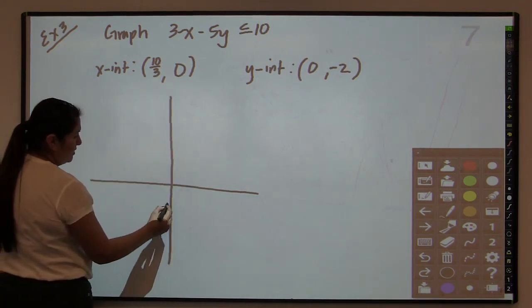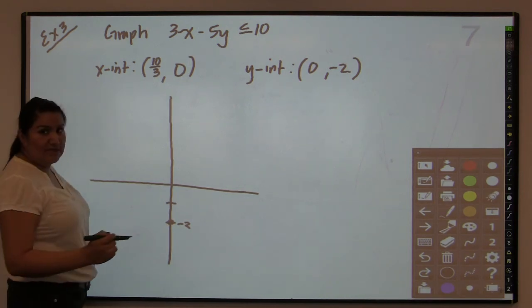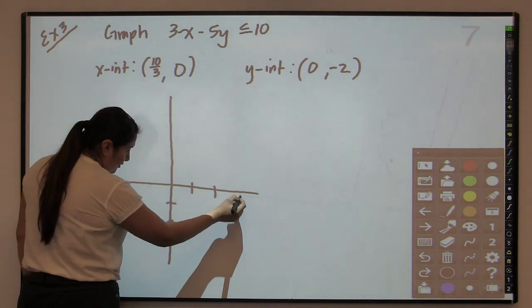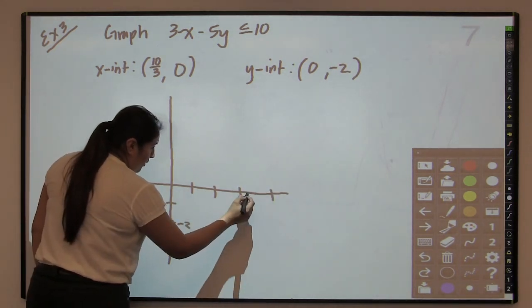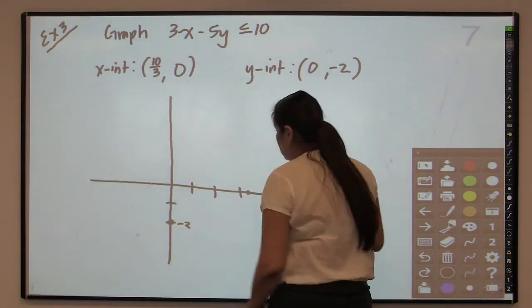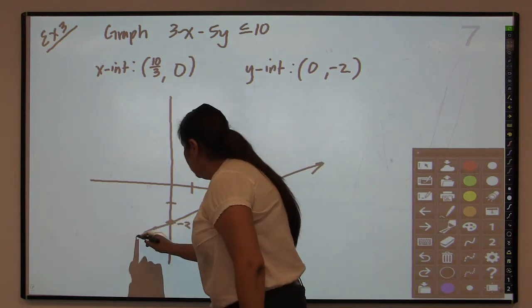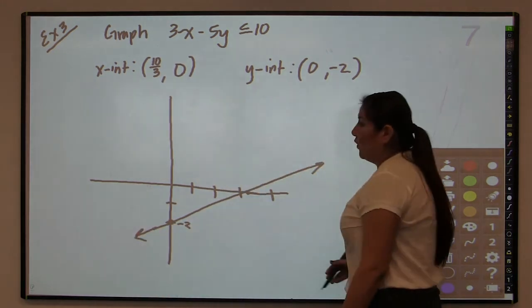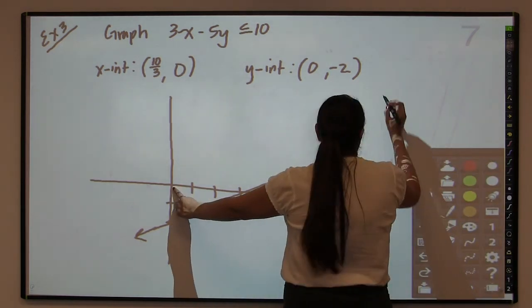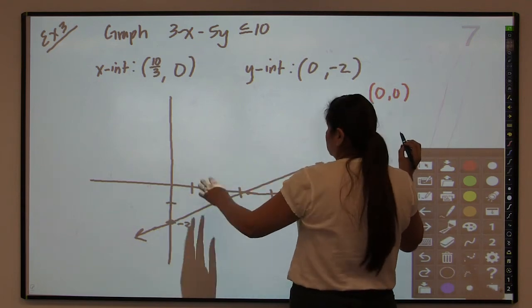So 0, -2 is right about there. And 10/3 is basically 3 1/3, last I checked. So 1, 2, 3, 4, 3 1/3 is roughly right there. And this is solid because it has an equal to. So we're going to do that little guy solid. And now we're going to use a test point. So we test the origin, which is right here, 0, 0. And we're going to see if it's a solution or not to tell us which direction to shade.